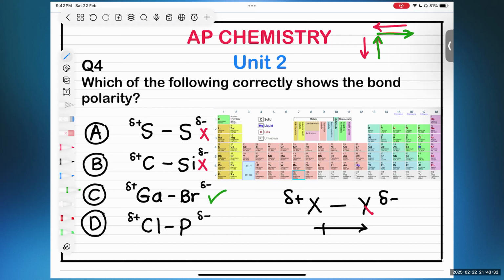Now let's look at the last one. Don't forget, when you go to the right and up, electronegativity increases. The ability to attract the electron becomes more. The last one is between chlorine and phosphorus. Chlorine is here and phosphorus is on the left. So the electronegativity decreases. Phosphorus has less, so it is partially positive, not negative. So this one is wrong also. The only right option is C.